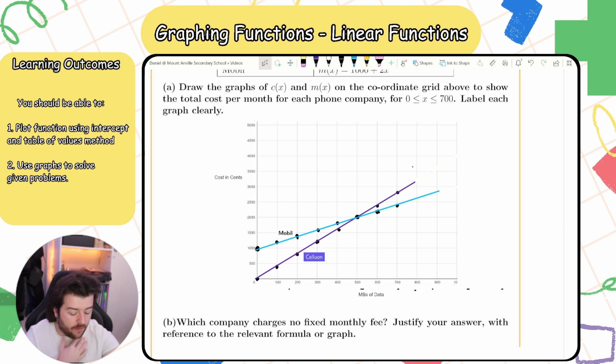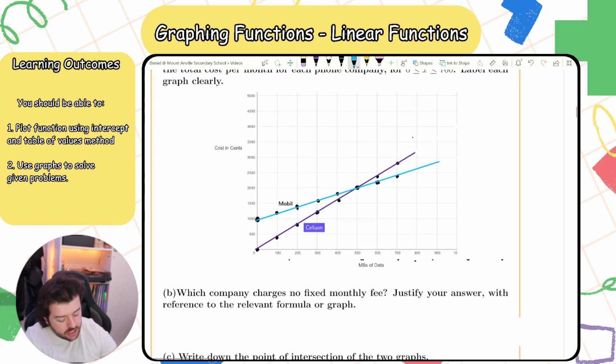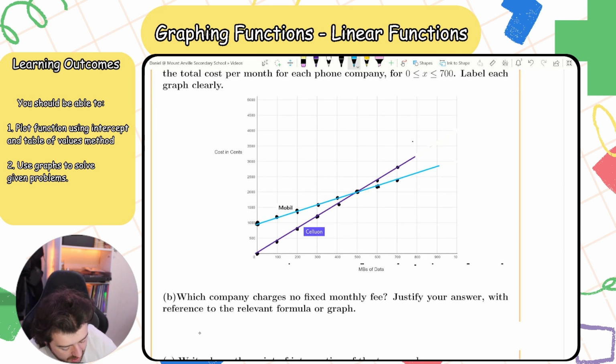So before we receive any goods and services, that would be 0 megabytes. So when we use 0 megabytes, what does each company charge? When we use 0 megabytes with Cellulon, they charge us nothing, right? So they're very much, you pay what you get, right? Fair enough. Mobile here, even though we've used no internet, we're paying 1,000. What's 1,000 cents, right? So it's like a tenner. So we're paying a tenner anyway. So which company charges no fixed monthly fee? Cellulon.